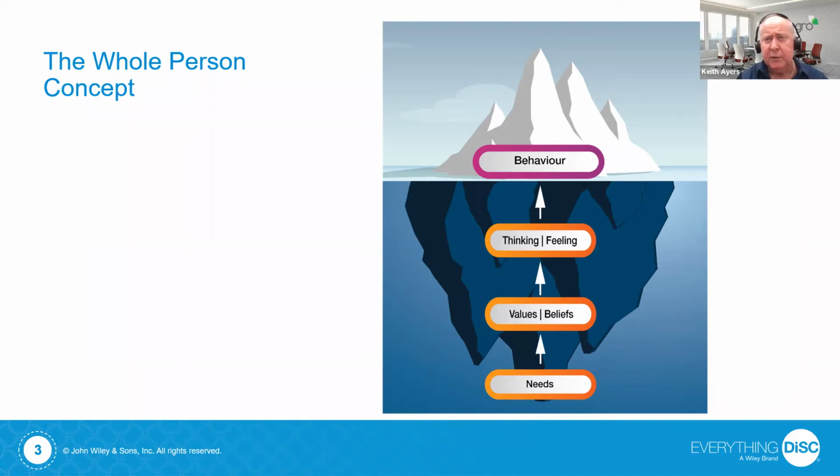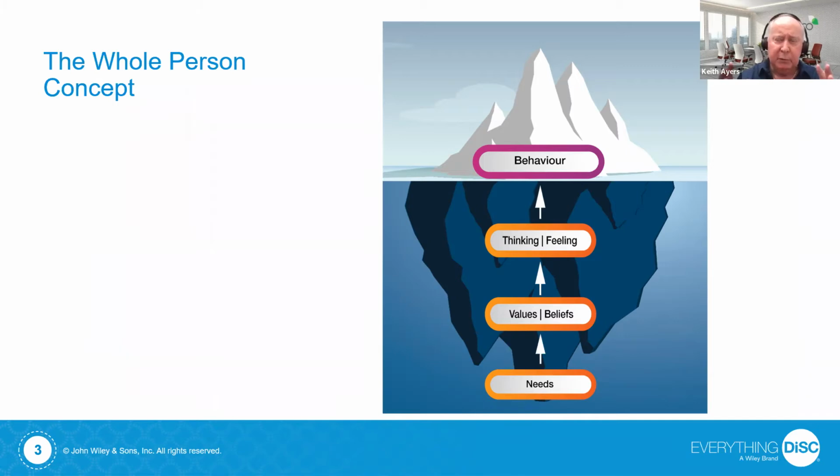And why do they behave that way? Because it satisfies the needs that are most important to them at the bottom of the iceberg. And if they have never done a DiSC profile, then they are probably doing it unconsciously. They're not aware of why they're using the behavior they're using, but they're using it in order to achieve results. So this is a really important model. I would never run a session on DiSC without starting with this whole person concept, because we're going to tie back to this a number of times throughout any training program.